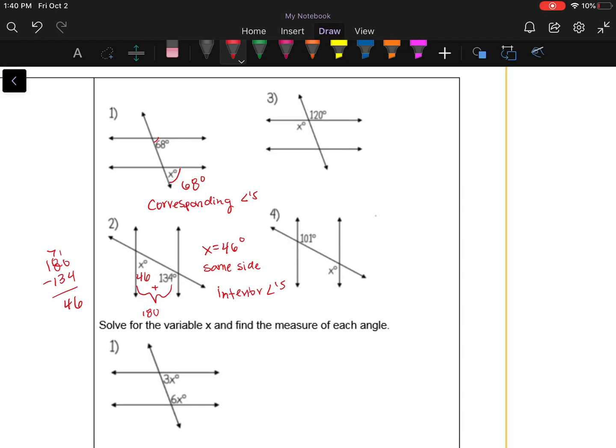Okay, number 3, vertical angles. They're right across from each other. So vertical angles are congruent. So this is 120. Vertical angles. These are alternating across the transversal and they are interiors, so x equals 101 because they're alternate interiors.